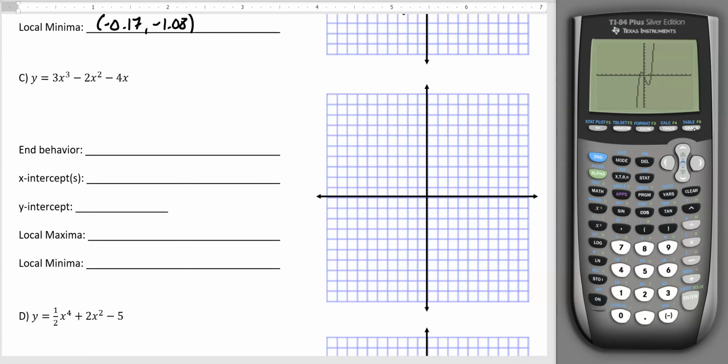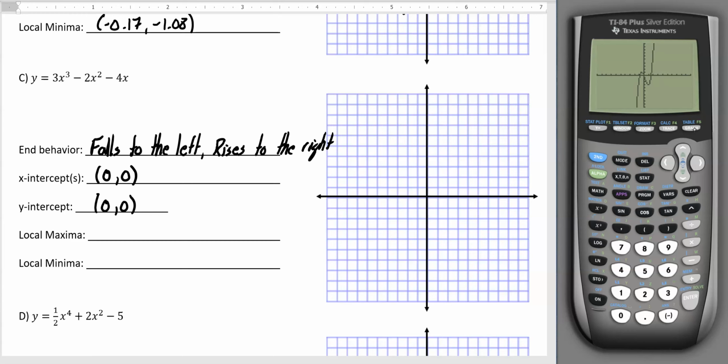Well, we can see that this one clearly falls to the left, rises to the right, falls to the left, comma, rises to the right. Fantastic. All right, my y-intercept. So notice I don't have a constant here, so that means 0, 0 is going to be a y-intercept, which also means, hey, I don't have to do the math on that one. It's also an x-intercept, right? If I have a point where they intersect, they are both intercepts for both the x and y.